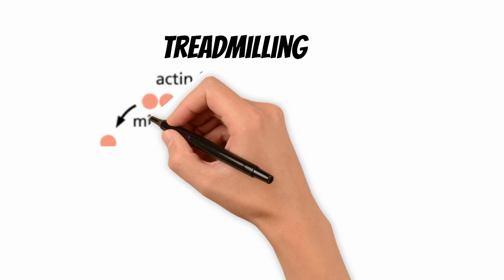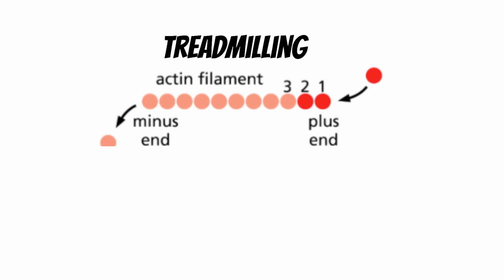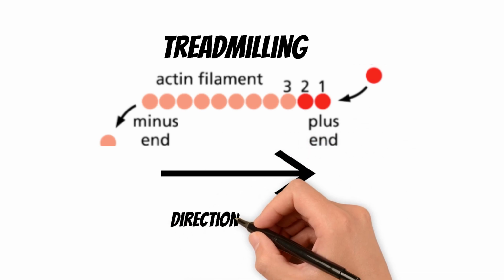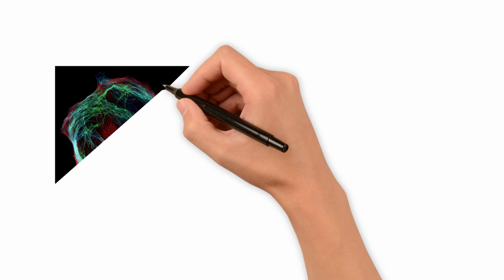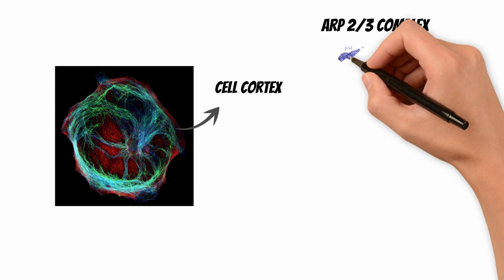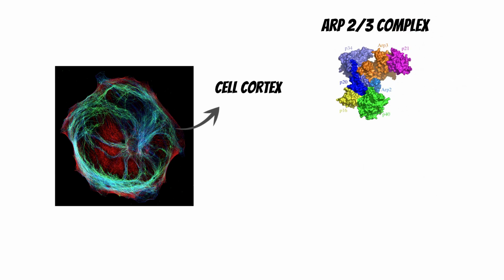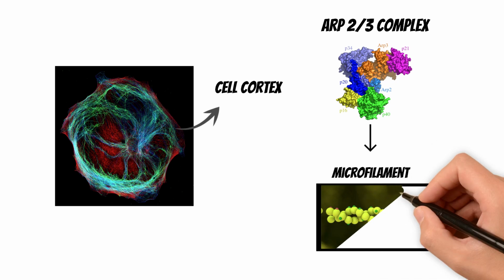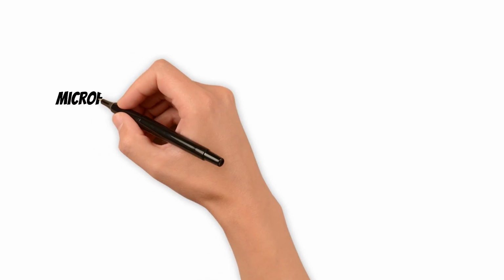This creates a process called treadmilling, where the filament appears to move, adding actin at one end and losing it at the other. Actin is usually concentrated beneath the plasma membrane in a region called the cell cortex, where it controls the cell's outer shape. It nucleates near the membrane using a complex called ARP2/3, which we won't go into here.